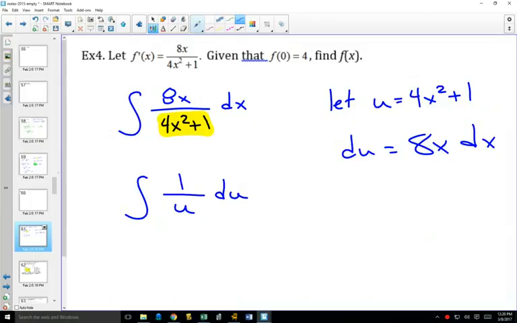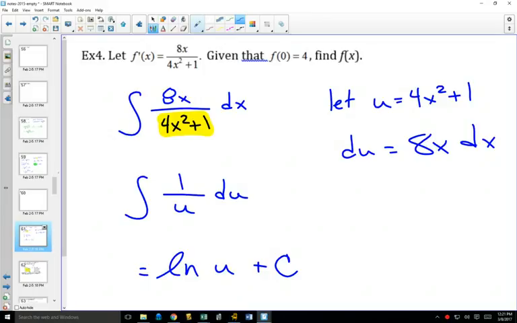You just get 8x dx. So our integral becomes 1 over u du. And what is the integral of 1 over u? Natural log. Things were looking okay, and then the natural log had to show up.